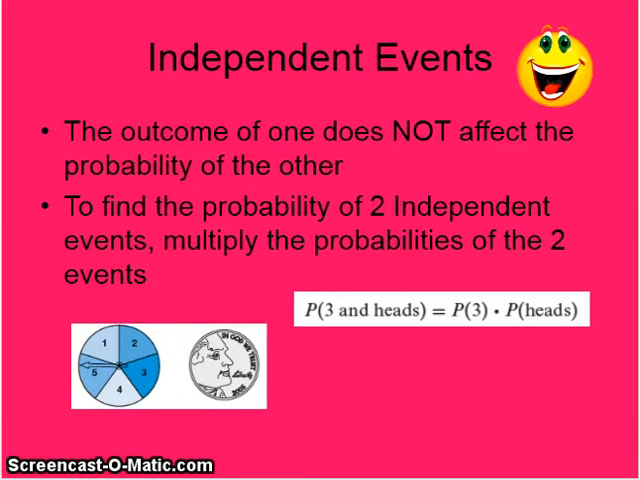Independent events are events in which the outcome of one has no effect on the probability of another event. That would be like the probability of flipping heads twice on a coin. The result of flipping the coin once actually has no effect on flipping the coin the second time. So those two are independent events. To find the probability of two independent events, you simply multiply the probabilities of the two events.